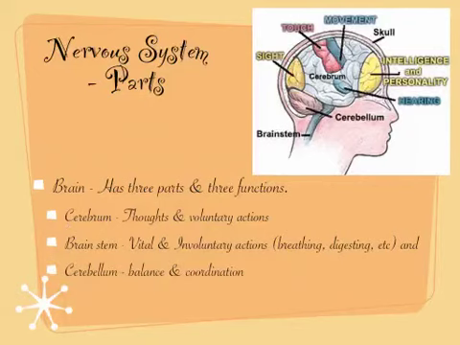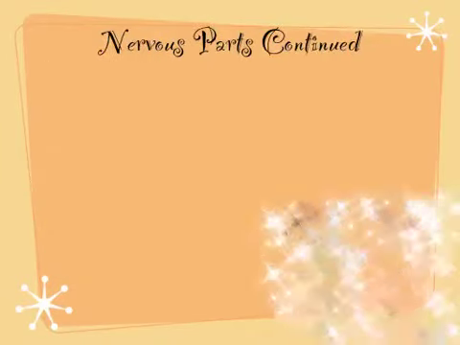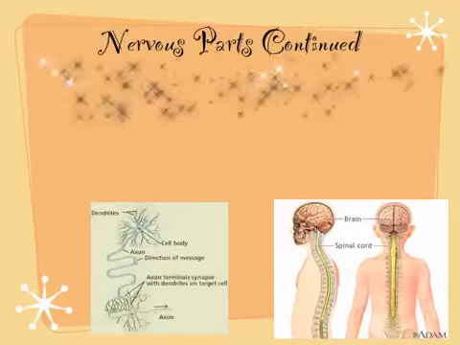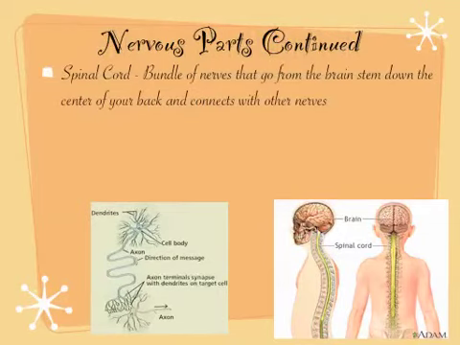And finally, there's the cerebellum. This part is for balance and coordination. Just like the cerebrum, the cerebellum would work with skeletal muscles from the muscular system. The brain isn't the only part of the nervous system. There are a few other parts that you need to know about as well.